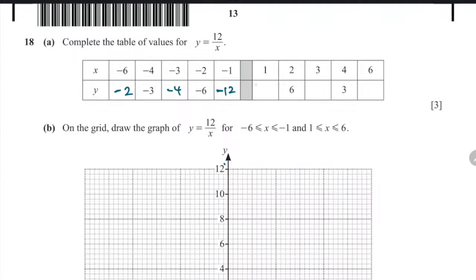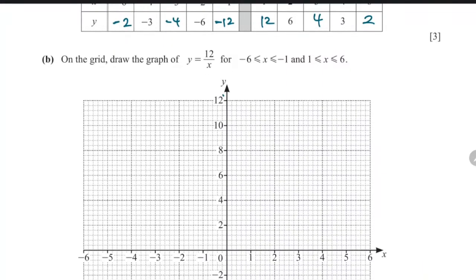But what about 12 divided by 1? That's 12. What about 12 divided by 3? We are changing x to make it be 3. That's 4. What about 12 divided by 6? That's 2. Now you just join all of these points and you make a shape.